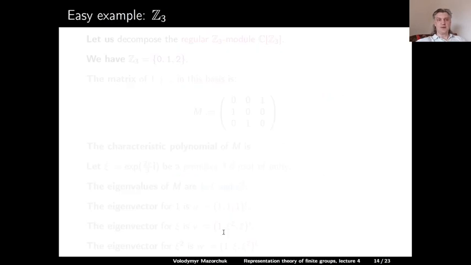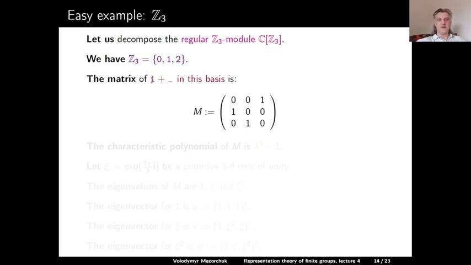So here is an easy example. Let us decompose the regular Z3 module into a direct sum of simple modules. Z3 is the additive group of residue classes modulo 3, so it consists of the classes of 0, 1, and 2. It's a cyclic group, generated by the element 1, and the matrix of adding 1 in the standard basis 0, 1, 2 of the left regular module over Z3 is as follows. It's the matrix with rows 0, 0, 1; 1, 0, 0; 0, 1, 0.